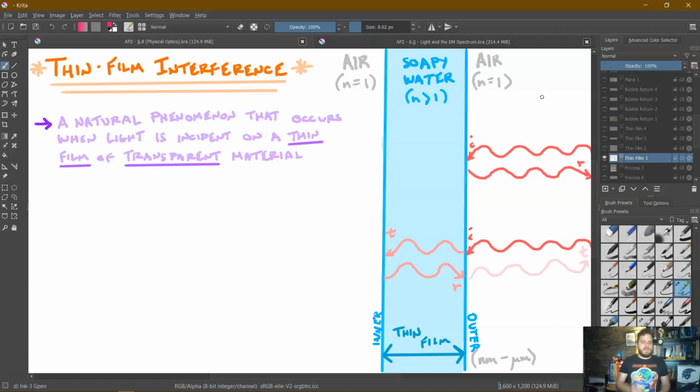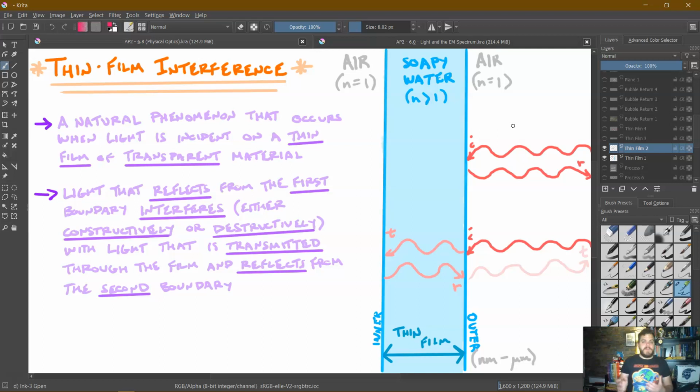Let's briefly go through the details one more time. It's a natural phenomenon that occurs when light is incident on a thin film of transparent material. And this thin film in this particular case was soapy water. So light is incident in, it's coming in, and it's hitting this thin film. Some light reflects from this first boundary, so it's going to basically reflect straight backwards. That was what's showing right here. Some of it is transmitted through the material and then reflects from the inner boundary and gets transmitted back out. These two reflections, the one from the outer boundary and the one from the inner boundary that was transmitted through, are going to interfere with each other. And they could either interfere constructively or destructively.